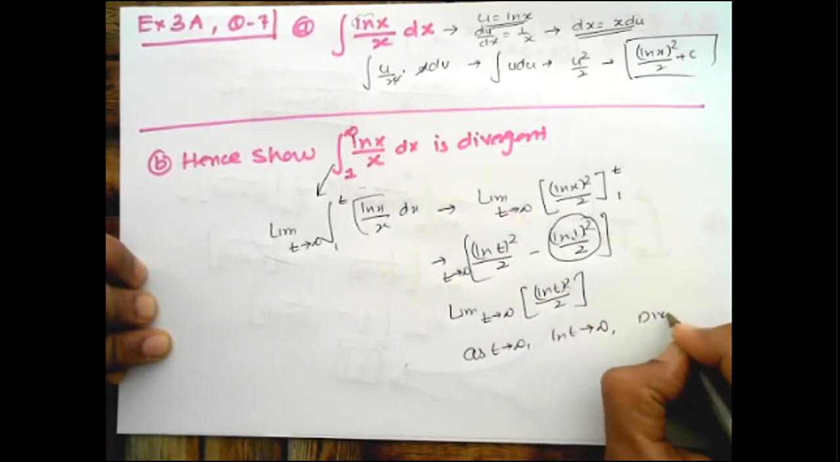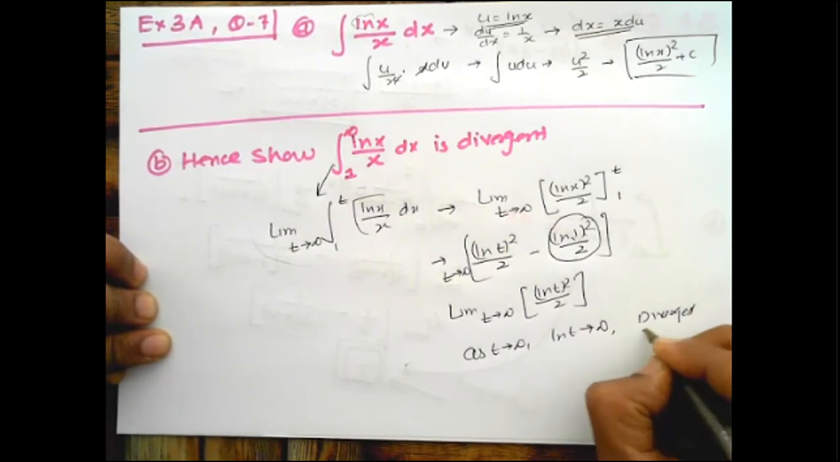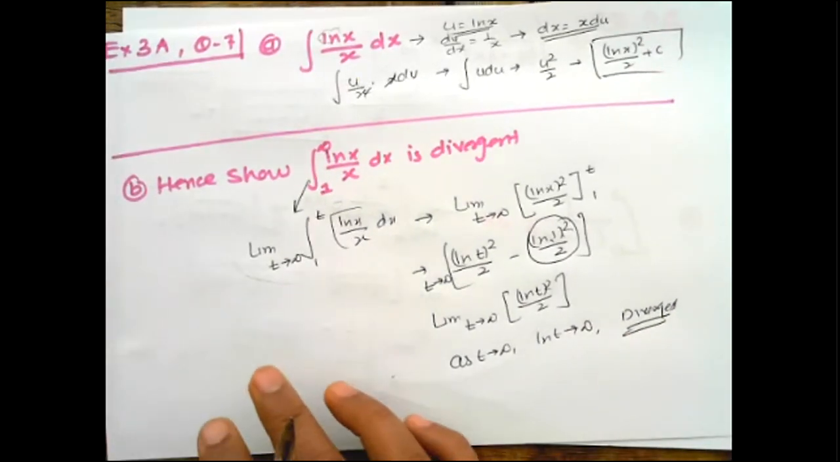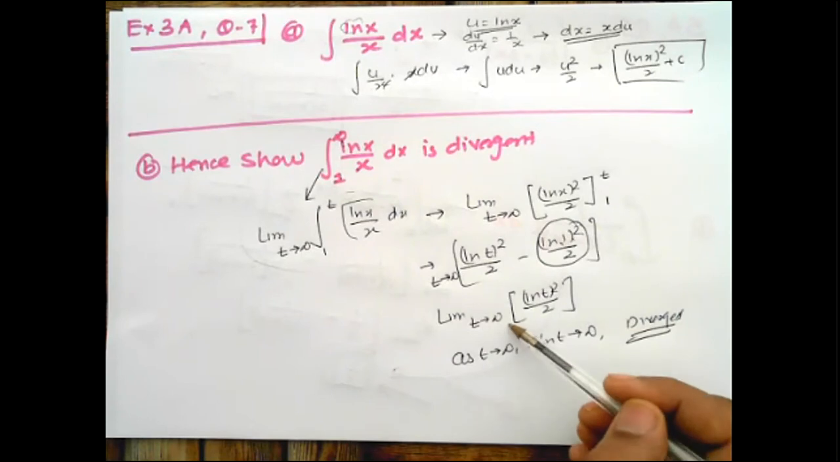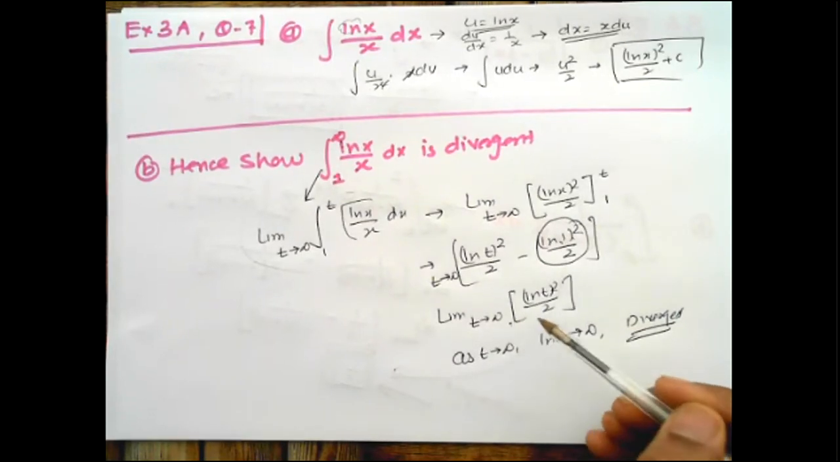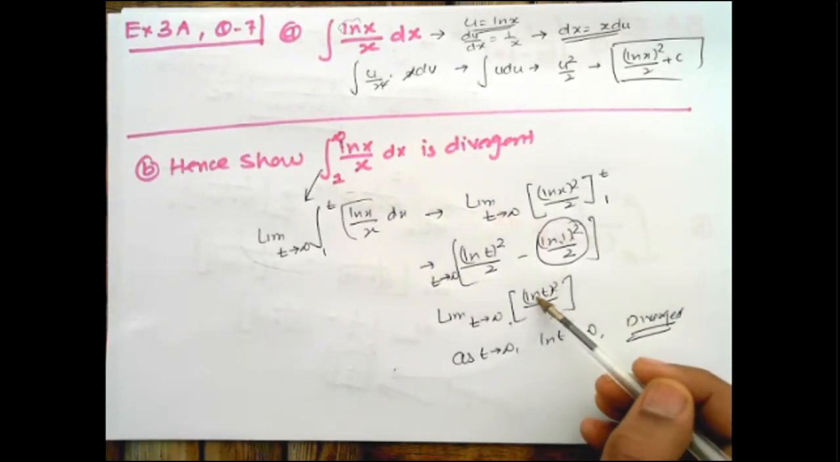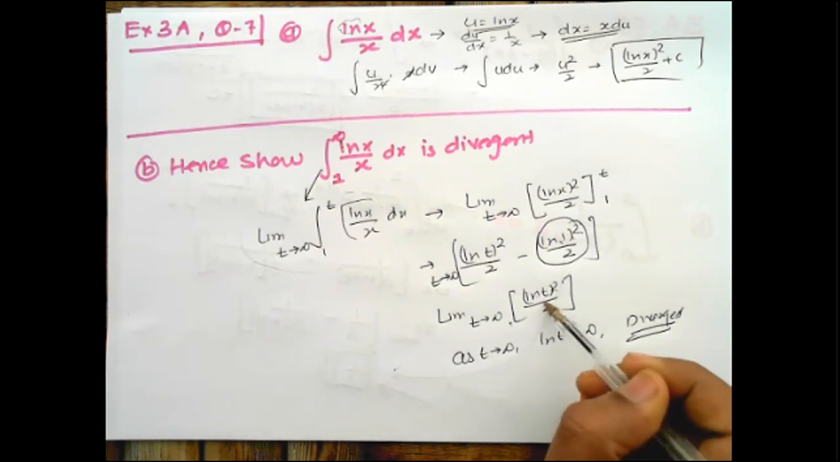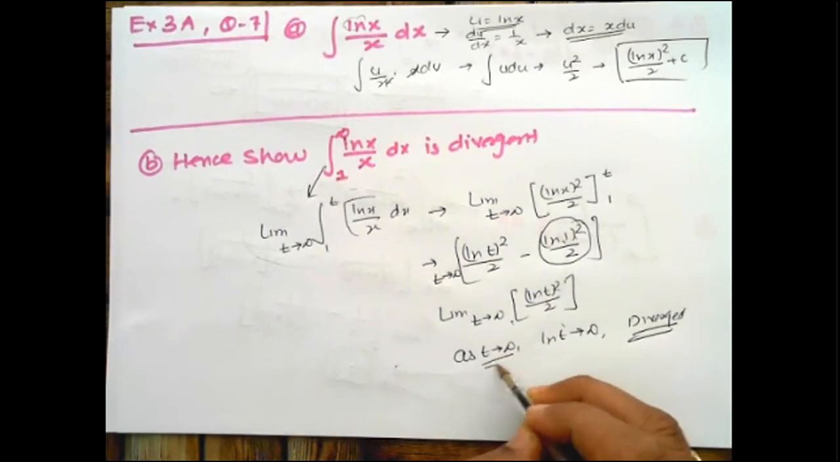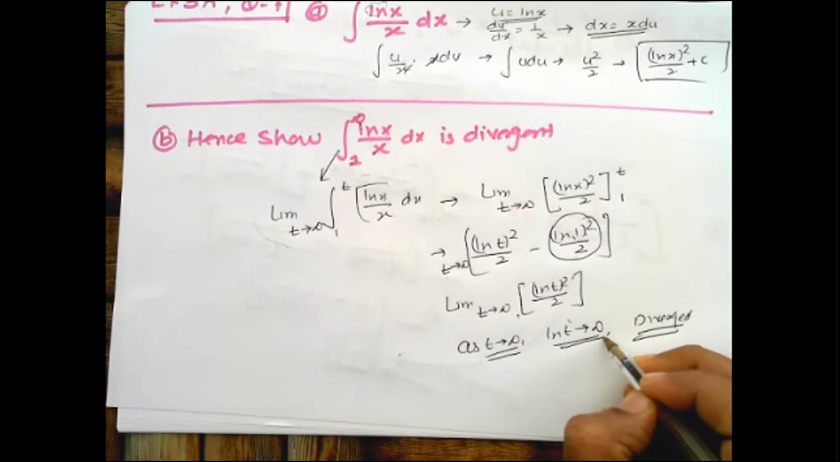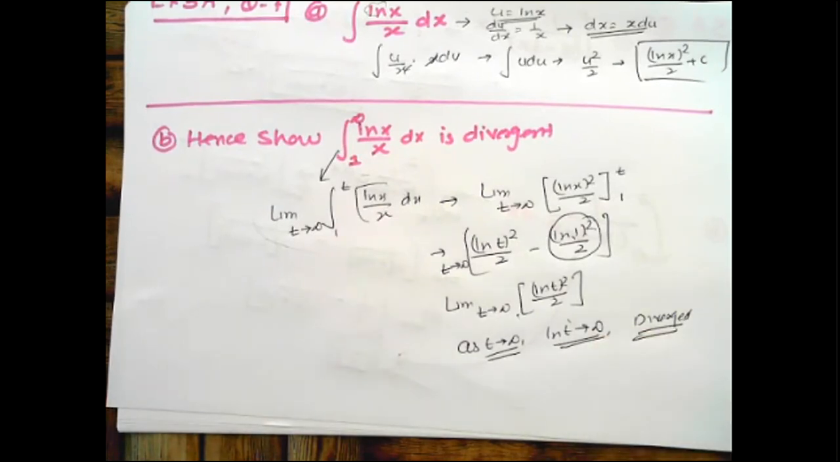So the function diverges. In other words, if you remember, we did say whenever you want to substitute infinity, you will try to bring that into the denominator of the fraction. Here we cannot. That's why as t goes to infinity, ln t also goes to infinity. So the function diverges. Okay, so moving on to the next question now.